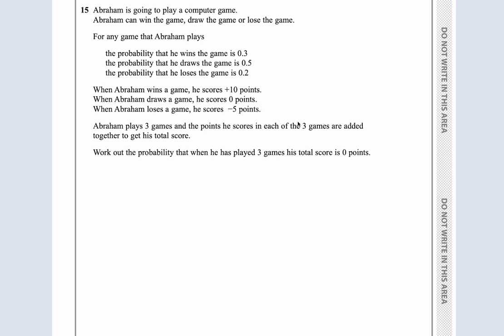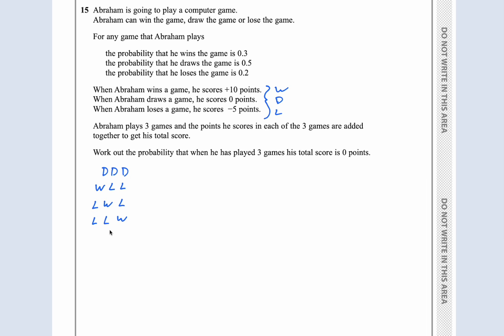Right, this, guys, is obviously challenging. Okay, so how can he get 0 points? Well, let's just look at this situation here. This is win, draw, or lose. So he could draw. If he draws all 3 games, he will have 0 points. Or he could win a game, lose a game, and then lose another game. Because if he wins, he gets 10, then he loses 5, and loses 5, he'll finish on 0. But he could also lose, win, lose. Same thing, minus 5, plus 10, minus 5 is 0. Or he could lose, lose, win. So there's 3 different ways this could happen. These are the only 4 possible ways he could finish on 0 points.